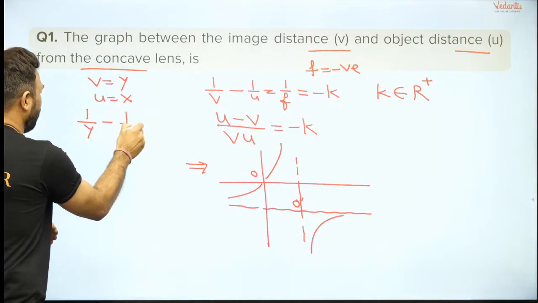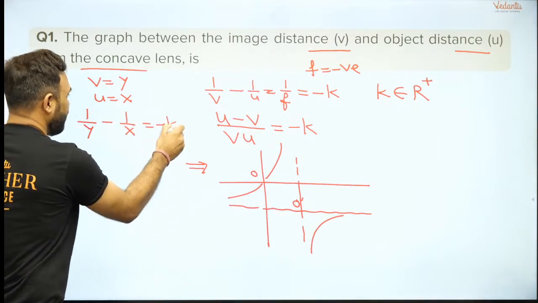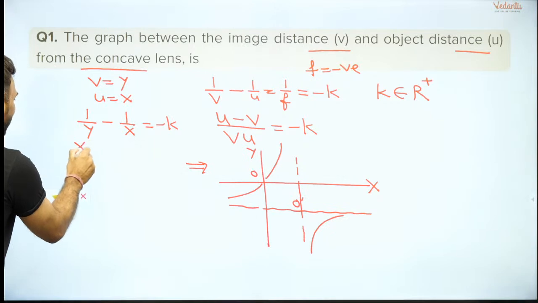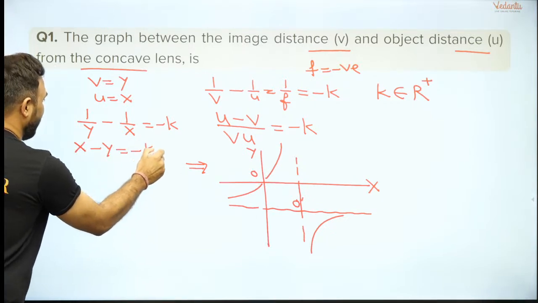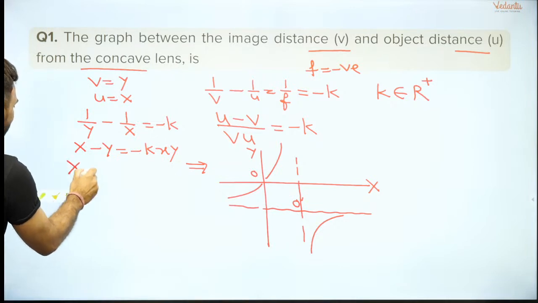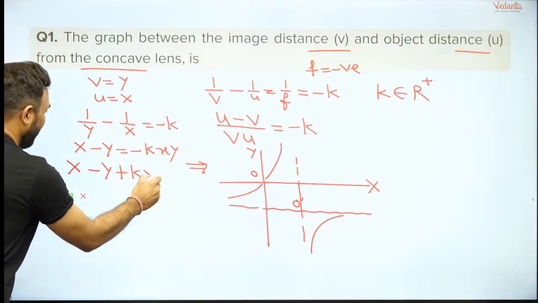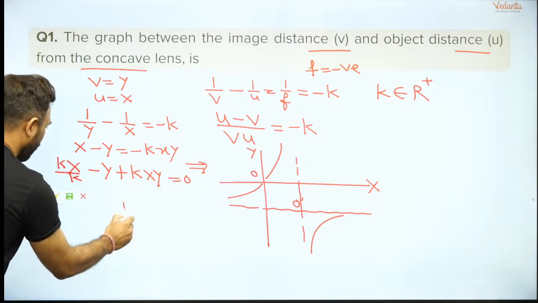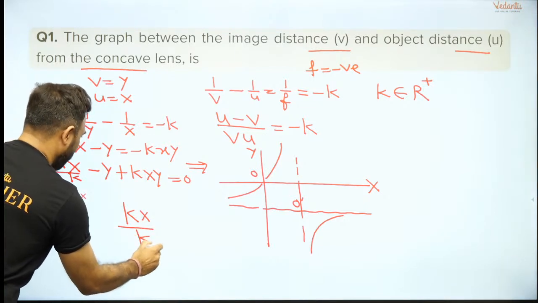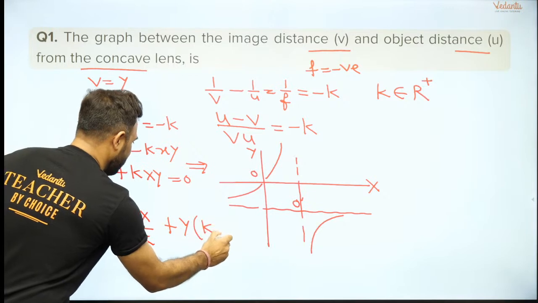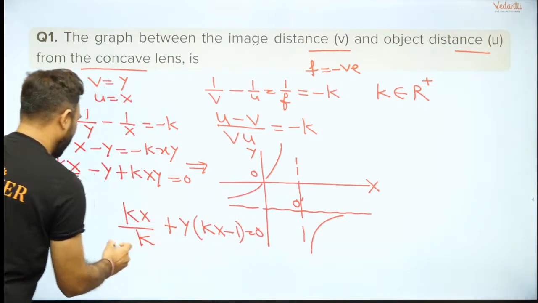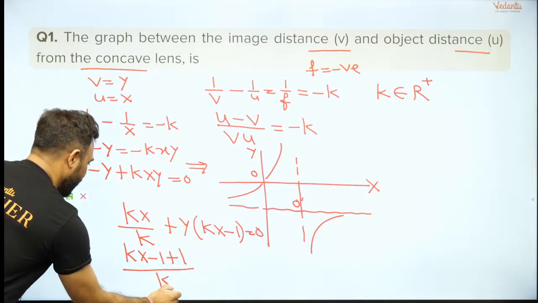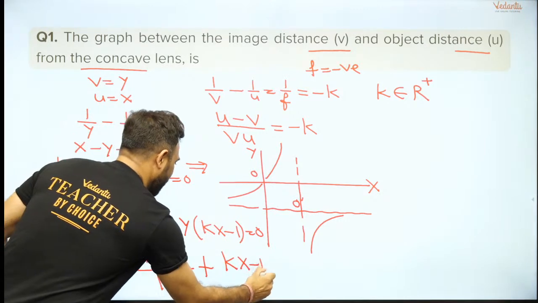If you want, we can derive this equation also. Here V is Y and U is X, and if I solve this equation, it is basically 1 upon Y minus 1 upon X equal to minus k. Check, this is Y, this is X, this is the origin, this is O prime. And this equation is X minus Y is equal to minus kXY, right? So you can write it as X minus Y plus kXY equal to 0. Now multiply and divide this equation by k, so kx upon k plus y into (kx minus 1) is equal to 0.